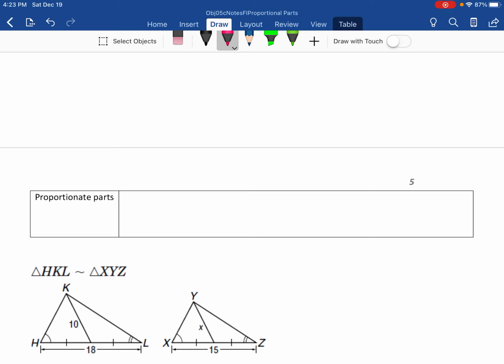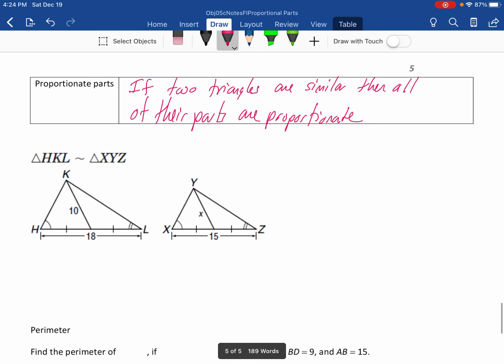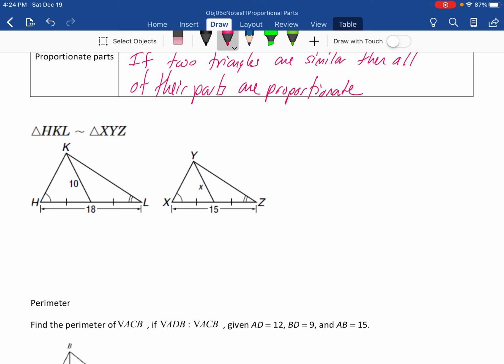Proportionate parts. If two triangles are similar, then all of their parts are proportionate. Okay, so for this one, we have a median. So median over median must be equal to side over side. Okay, that's it. That's all you have to know.